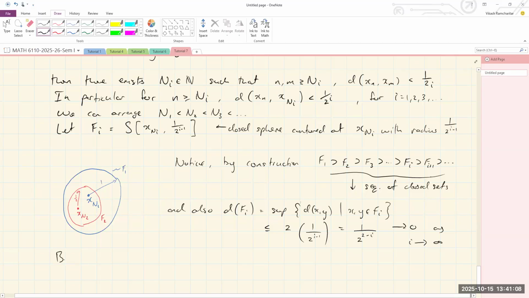So by assumption, the intersection of all of these closed spheres has a single point, x. Let's call it x. Right, and of course this x belongs to X.